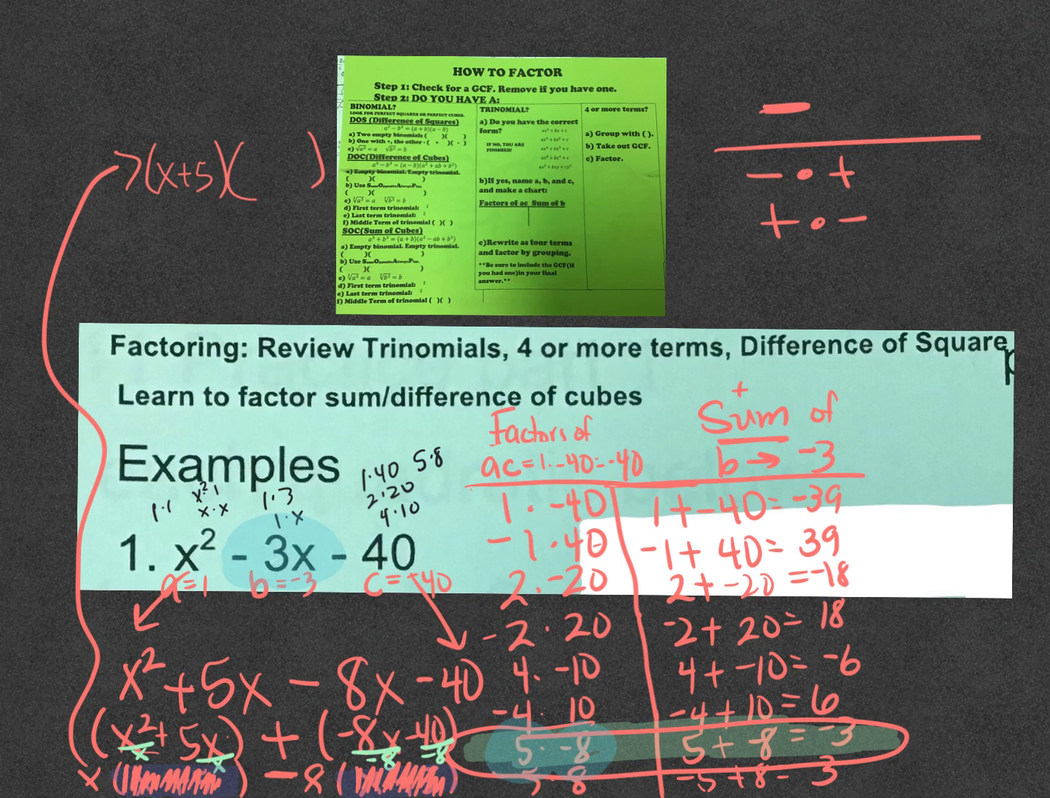What's left? What's not scribbled out? X minus 8. That goes in the parentheses beside it. So that's the answer to number 1.